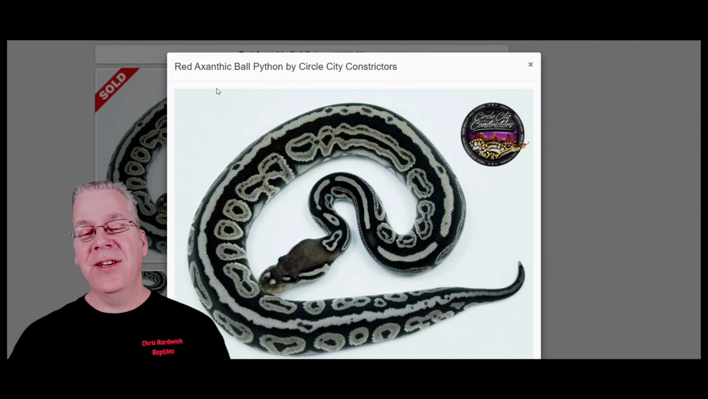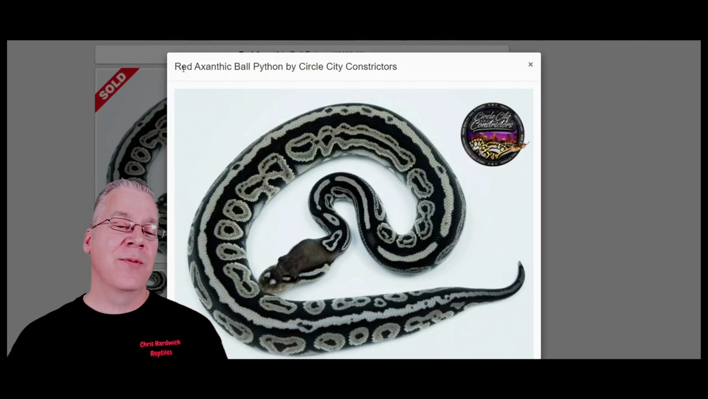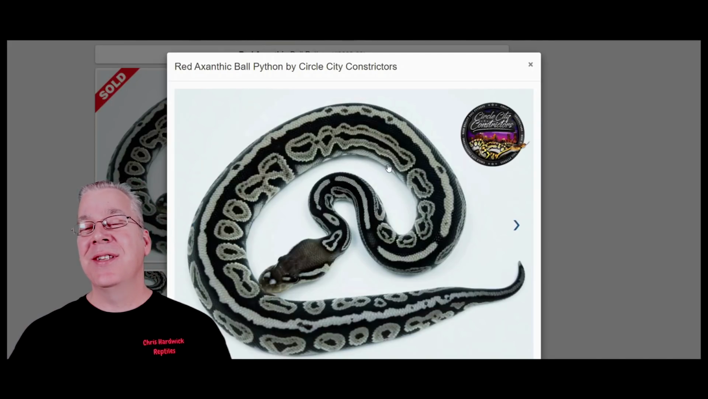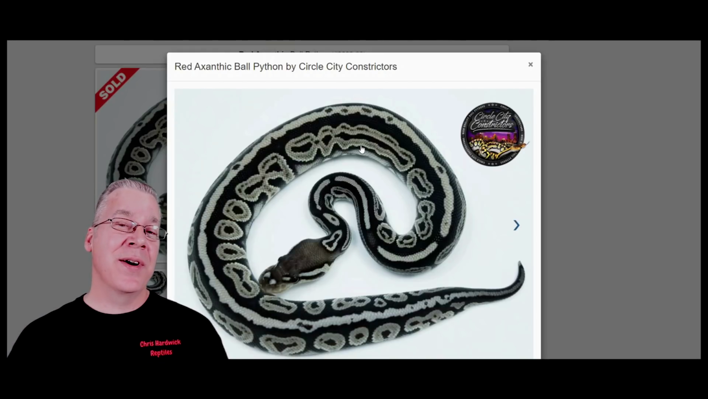So technically you couldn't have an Enchi red axanthic with 2 copies of the red. You also couldn't have an Enchi super cinnamon, and you couldn't have an Enchi super black pastel, which is kind of interesting, because all of them are in the same complex, and you'd actually have 3 genes in the same complex, which you can't have.